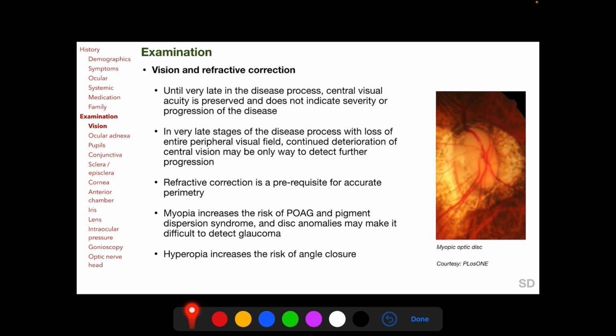On the other hand, in very late stages of the disease process, with loss of entire peripheral visual field, continued deterioration of central visual acuity may be the only way to detect further deterioration of the disease process. Refractive correction is a prerequisite for accurate perimetry, and we have already noted the association of various types of glaucoma with specific types of refractive errors.